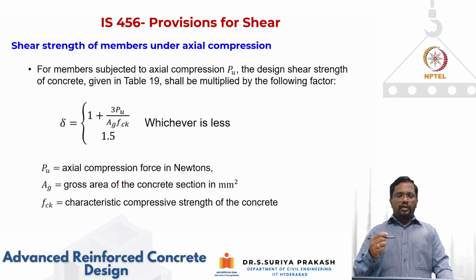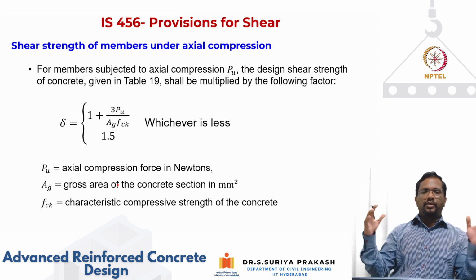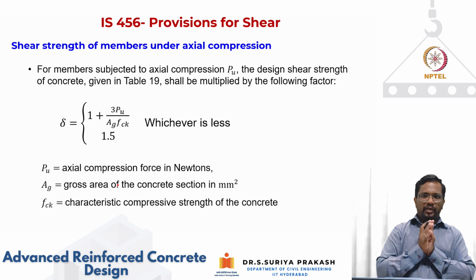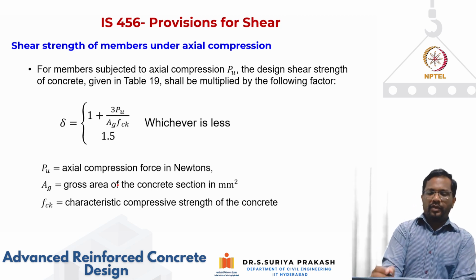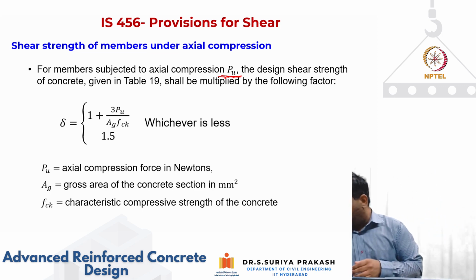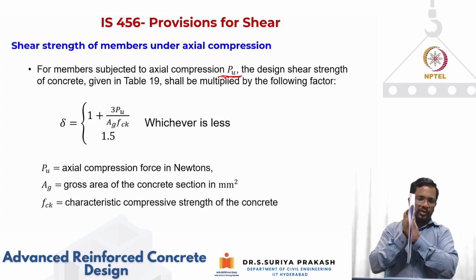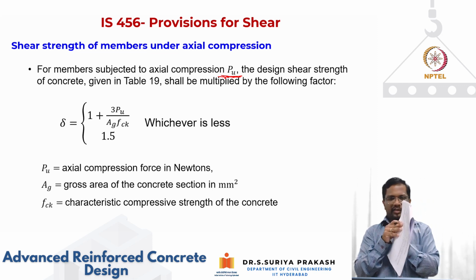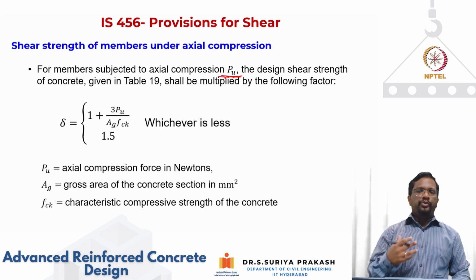In addition to that, the tau c that we have discussed does not include any beneficial effects of axial compression. So the code also recognizes that whenever you have members subjected to bending, shear, and axial compression, you can easily see that from two sheets of paper. If we have these two sheets of paper, when you slide them against each other, and when you hold them, you cannot slide the paper against each other. So the presence of axial compression is going to help in improving your shear strength.